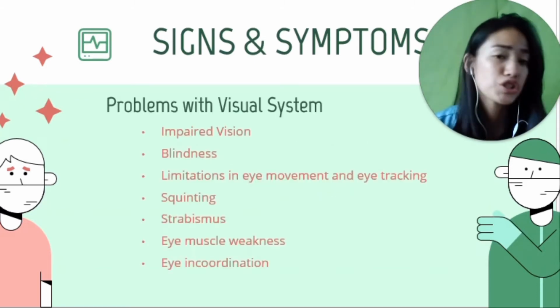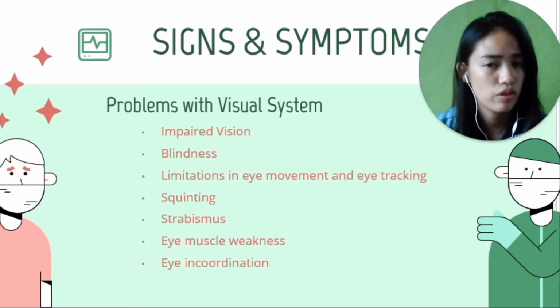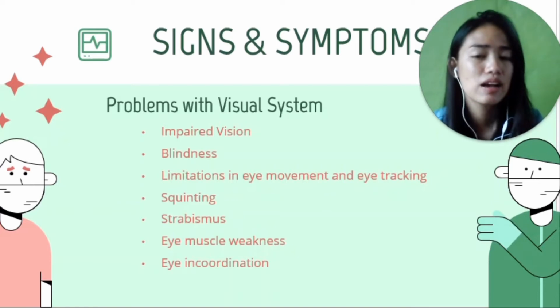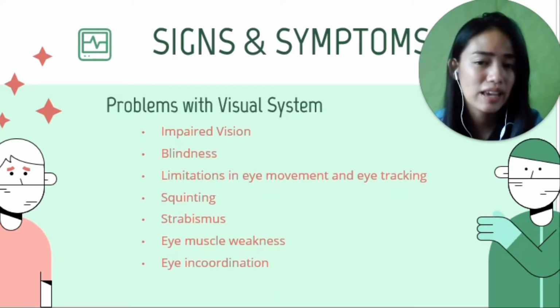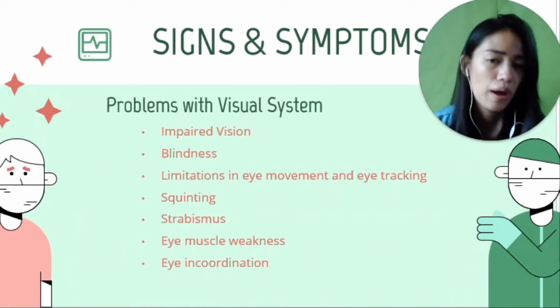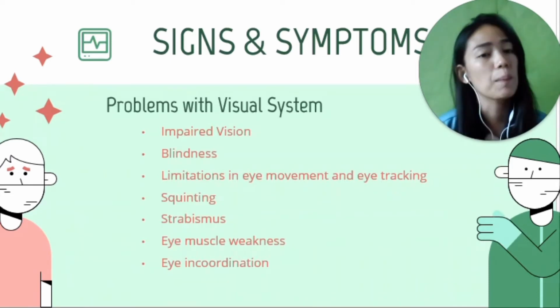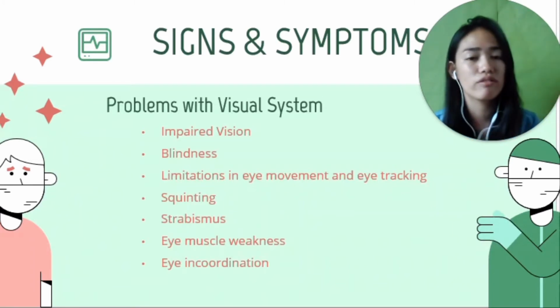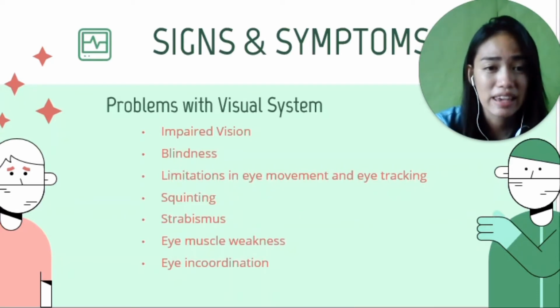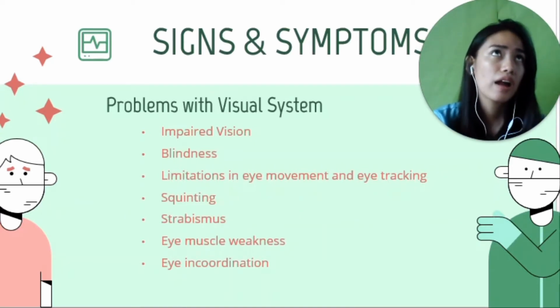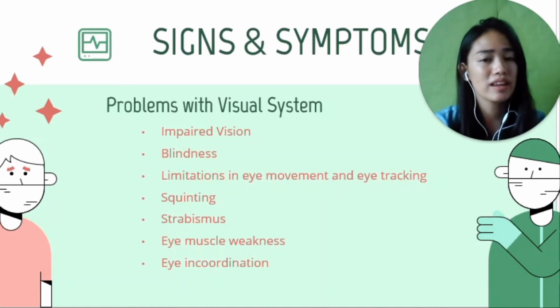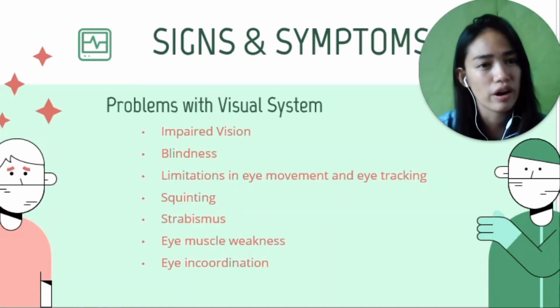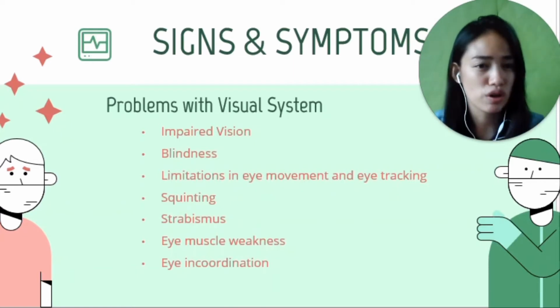Then, children with cerebral palsy may have problems with the visual system. So some may have impaired vision, naadjud uban na complete blindness, limitations in eye movement and eye tracking, squinting, strabismus, eye muscle weakness, and eye incoordination. So basically, from this pa lang, diba, this is a precursory skill. So kids with cerebral palsy who have difficulty with eye tracking or eye movement, kay kana will be one of the kanang indicators for delays or disruptions of language learning.